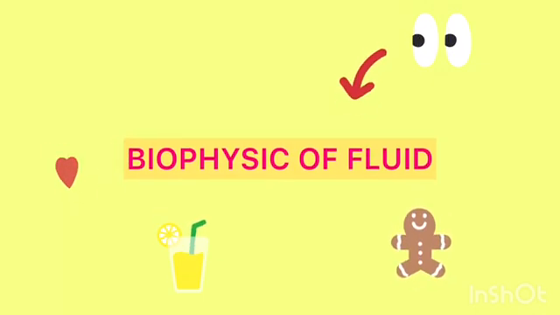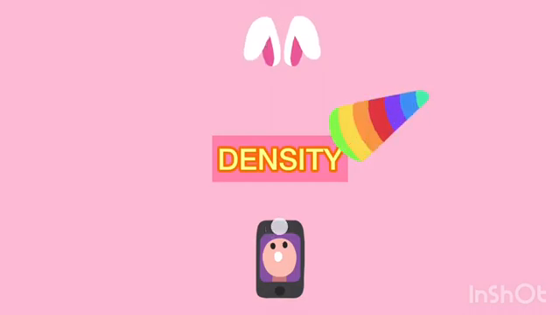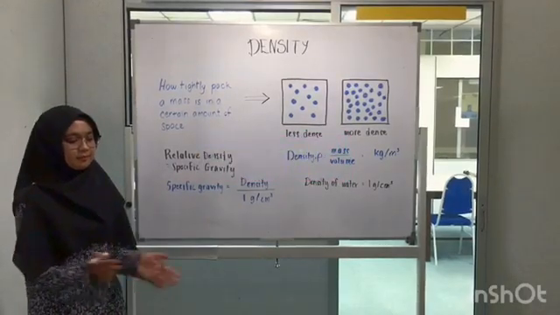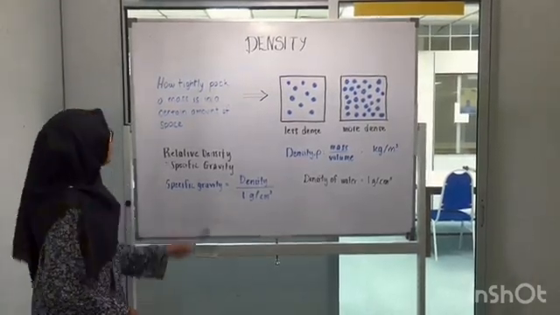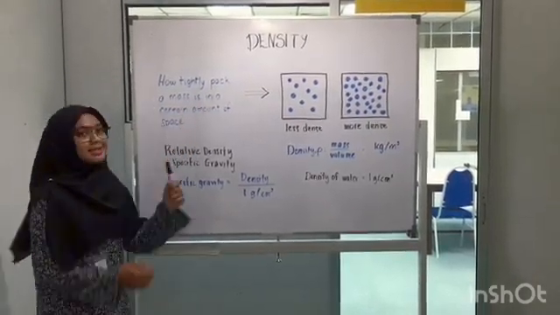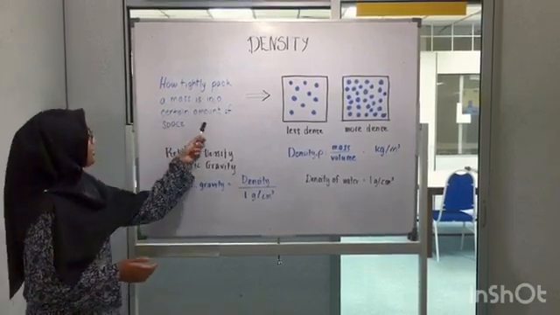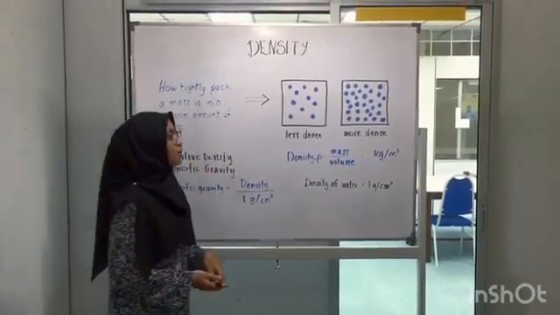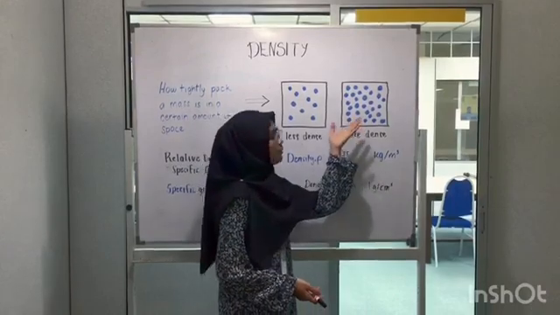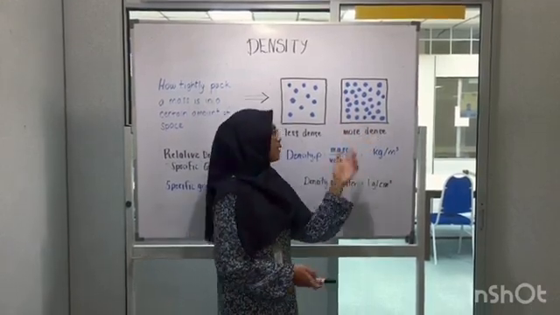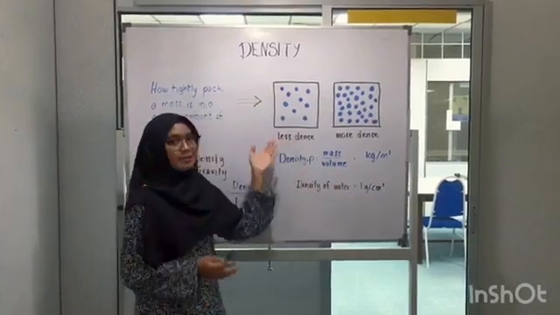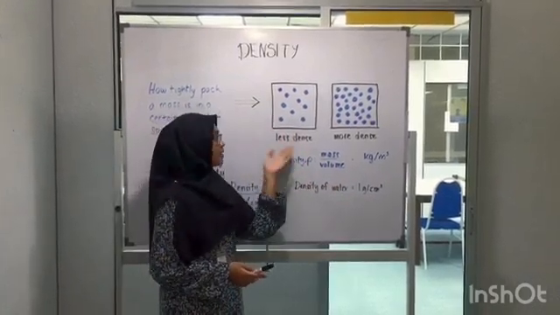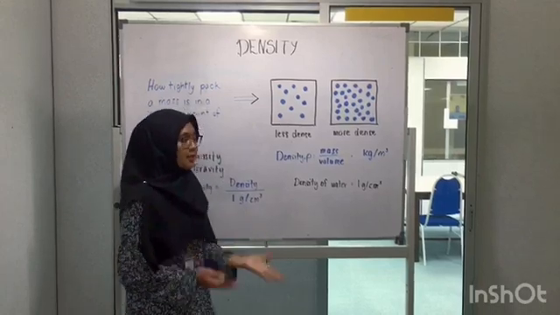Let's talk about fluid biophysics. Density. What is density? Density is how tightly packed a mass is in a certain amount of space. As we can see here, the more mass occupies a space, the more dense the substance is, whereas the less mass occupies the space, the less dense the substance is.